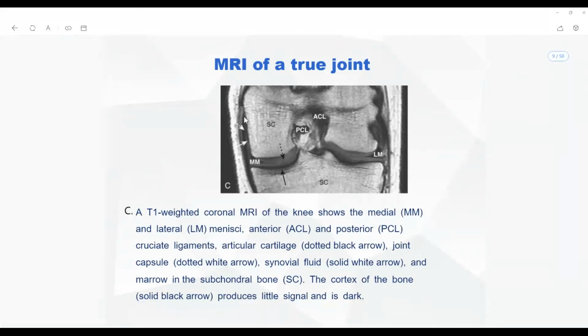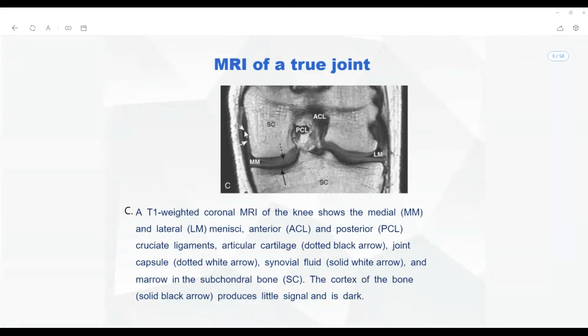All the ones you look at here, we are looking at a T1 weighted image where all the fluid tries to look black, and all other things technically try to look white. Here, this is the articular cartilage. The black dotted arrow is the articular cartilage, and the dotted white arrow is the joint capsule. And this one is the synovial fluid. This is a black hypointense synovial fluid.